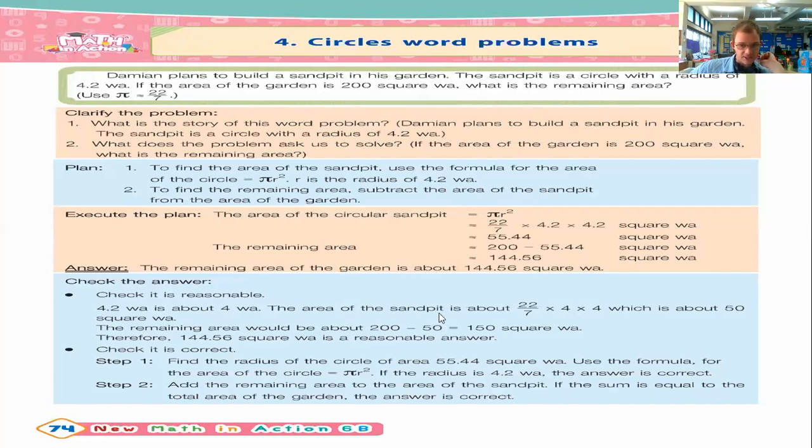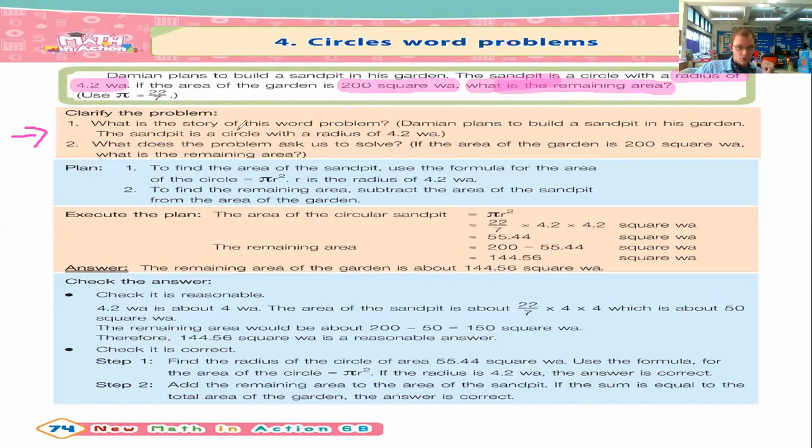Let's first highlight the important information. The radius of the circle is 4.2. The total area of the garden is 200 square. What is the remaining area? So here we have the information we need to calculate. Let's look at how they do it to give us just an idea. First we look at the clarification, so we understand what we have to do.